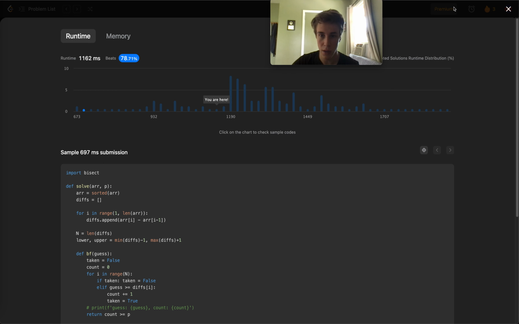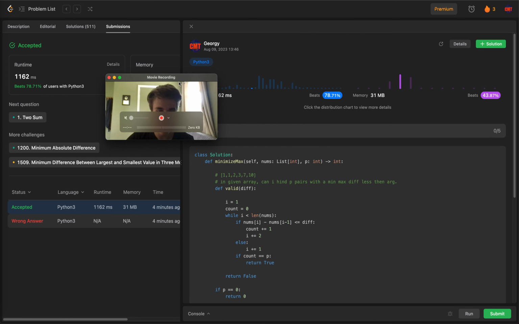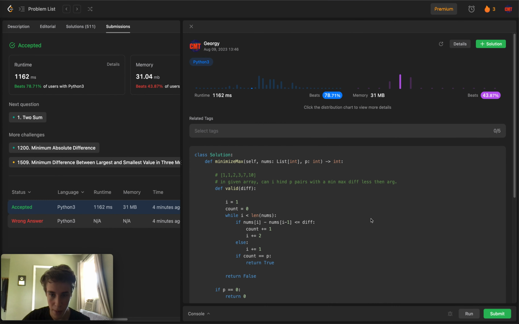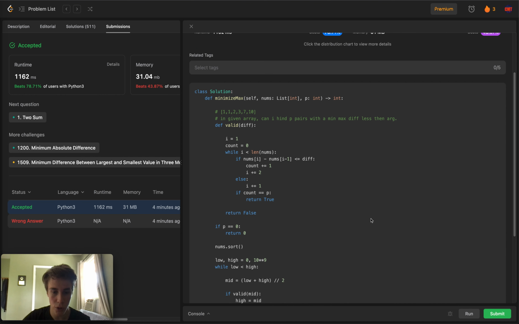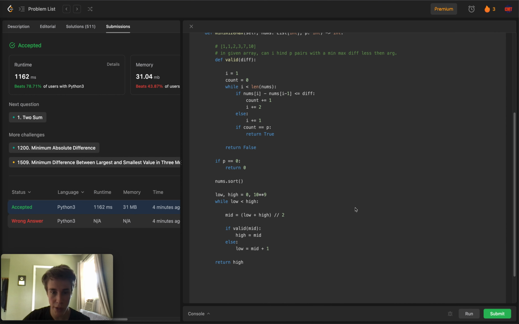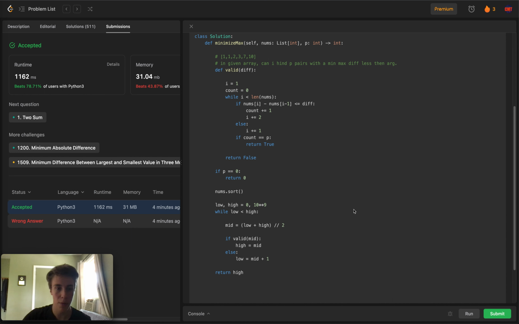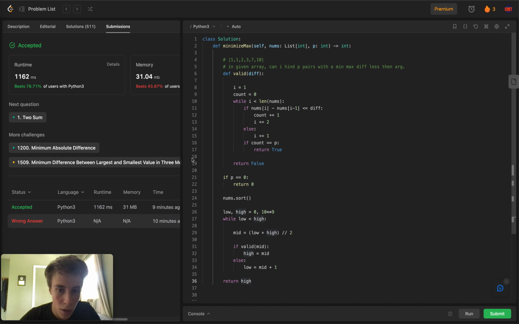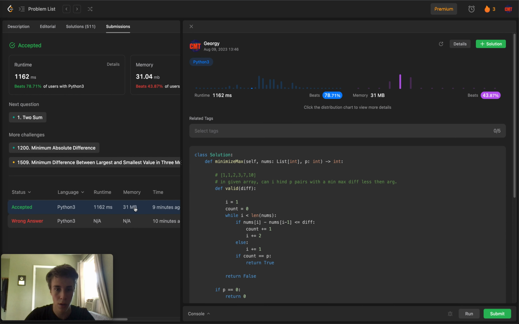I think I abandoned the idea of looking at what the best solution means. Maybe because I don't entirely understand what bisect is. Maybe I'm just under stress. But I think this is a valid solution, and I think that beating 78% of all the other solutions is good.